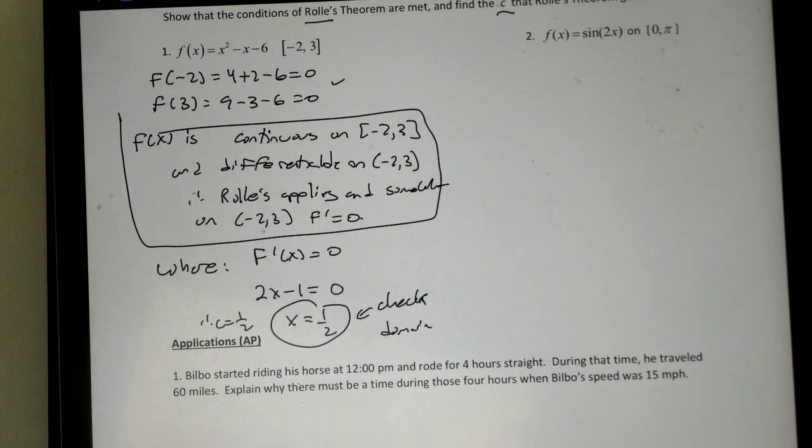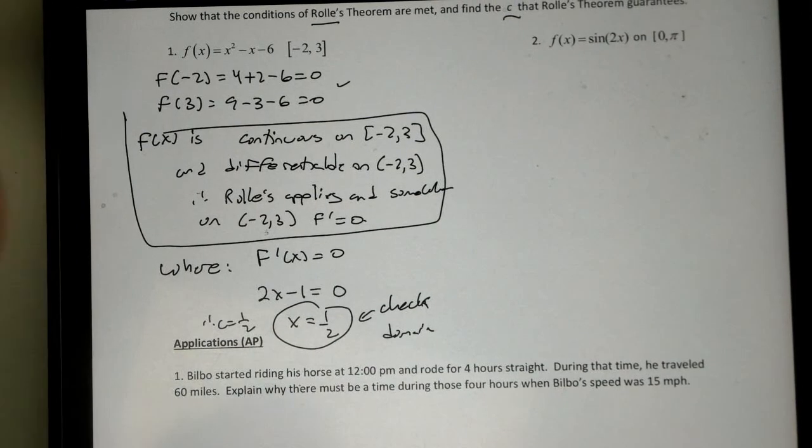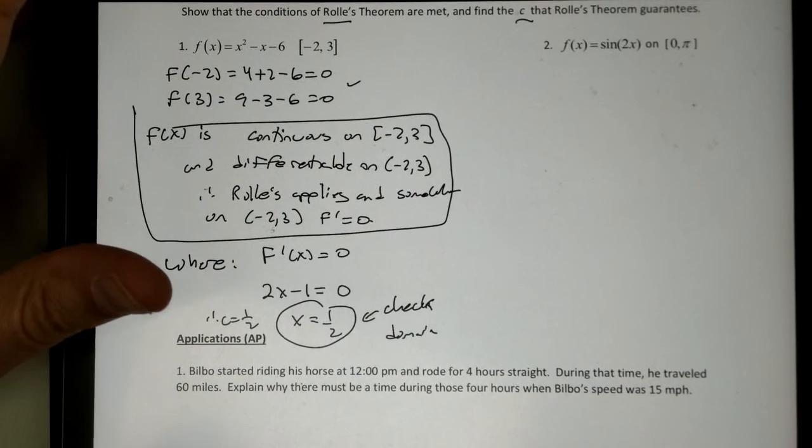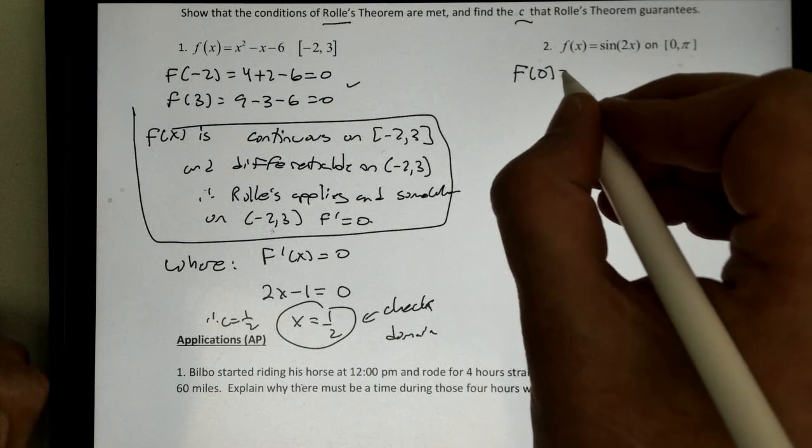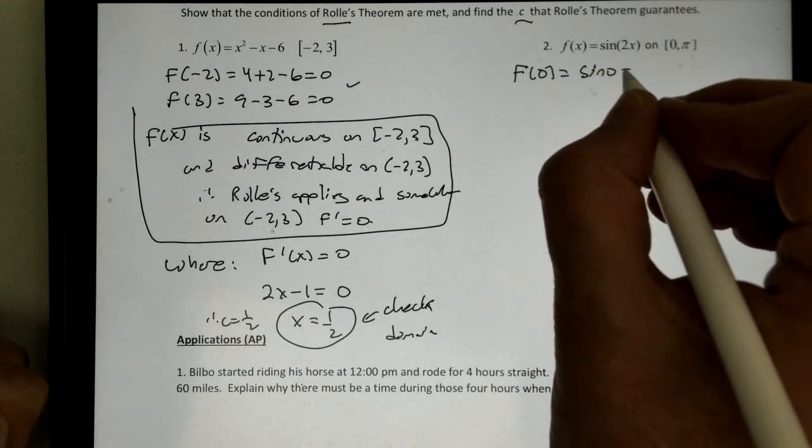All right. Let's get tricky with it. For the next one, we want to see if Rolle's applies. So I'm going to check it. Find f of 0. Well, sine of 0 is just 0.